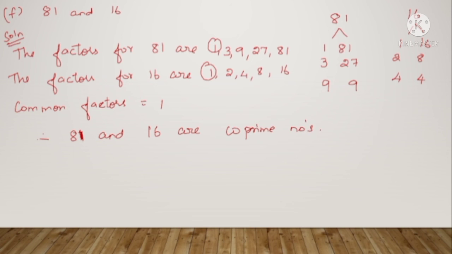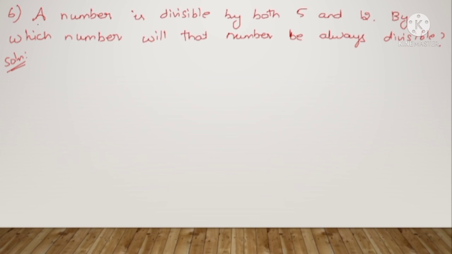Therefore they are co-prime numbers. The next sum, number 6. A number is divisible by both 5 and 12. By which number will that number be always divisible? Let us consider a number x. So this number is divisible by both 5 and 12. So the question is, by which number is this particular x always divisible?